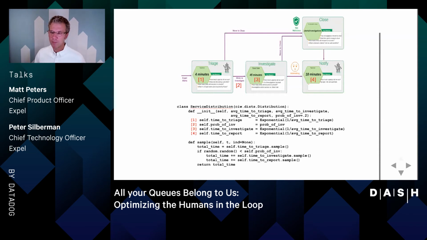And when we do a sample, we basically say, everything gets triaged, so everything's going to take somewhere around 4 minutes based on an exponential distribution. And then some things will take an additional amount of time if they turned out to be investigations. We're going to play with all of these knobs as we move forward.